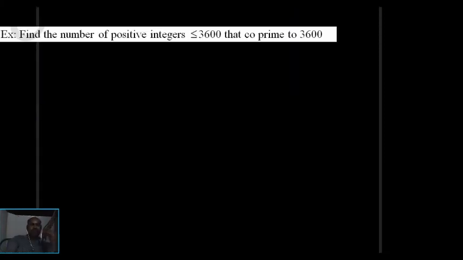One example problem: find the number of positive integers lesser than 3600 that are co-prime to 3600. Indirectly, what is it asking? Phi of 3600 equals question mark.